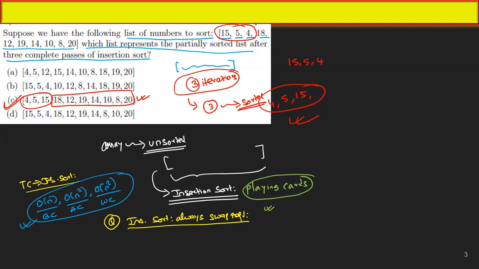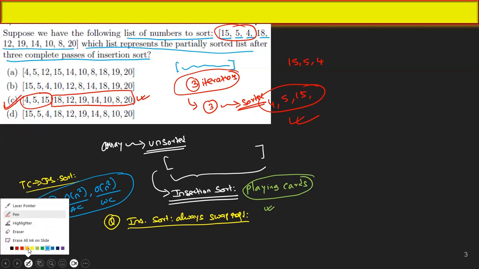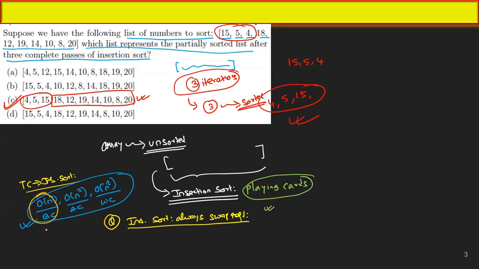Now, what is order of n? Swap or no swap? Just tell me that. Order of n means swap or no swap? No swap. Why no swap?